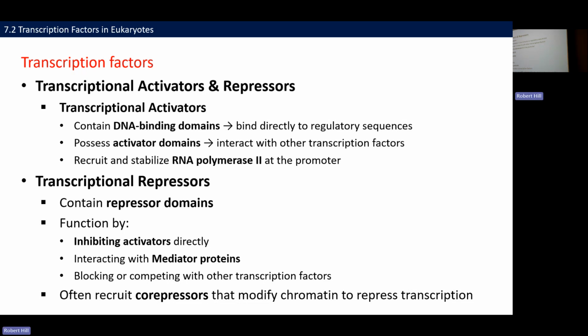All right, so transcriptional repressors are a little different. They just contain repressor domains. They can directly inhibit activators. They can also interact with mediator proteins, but ultimately they block or compete with other transcription factors.